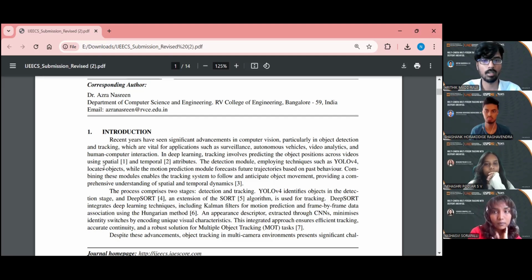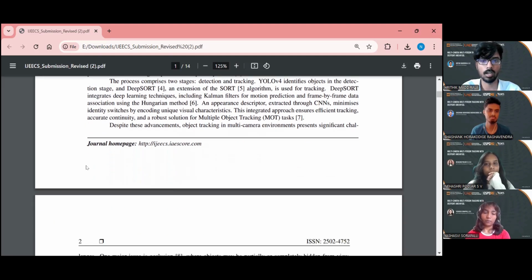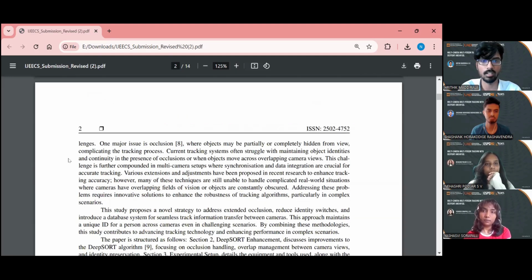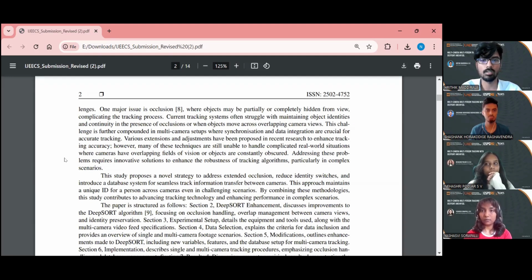Despite all of these advancements, object tracking in a multi-camera environment presents various challenges. One of the major issues is occlusion, where objects may be partially or completely hidden from view, which complicates the tracking process. Current tracking systems often struggle with maintaining these object identities in the presence of occlusions or when objects move from overlapping camera views. This challenge gets further compounded in multi-camera setups where synchronization as well as data integration are crucial for accurate tracking.